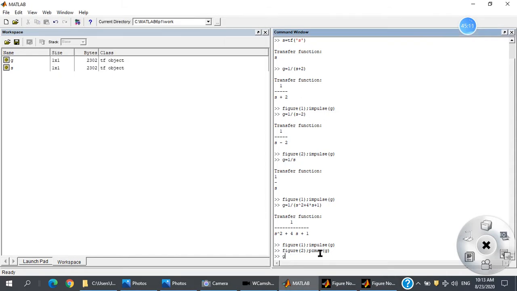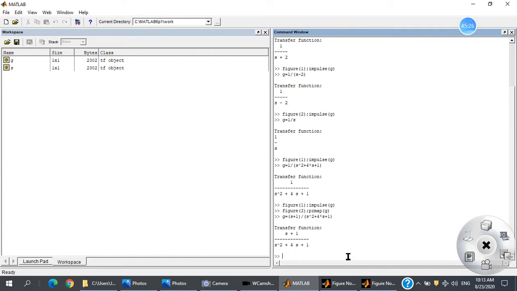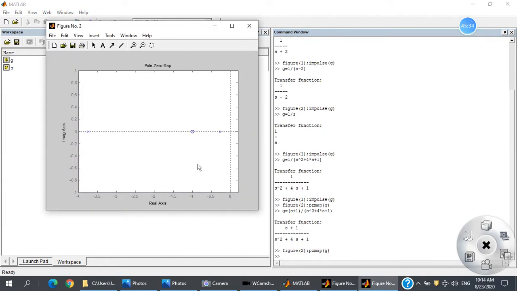I can use a different G. Now G is this one, right? Numerator just one, so no zero. I put s plus one. Okay, so this one gives us a zero. When s equals negative one, the transfer function is zero. So we can also see the PZ map. We have a circle here. So negative one is a zero. Now the system has one zero and two poles.